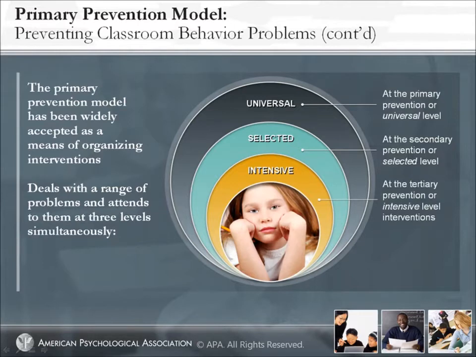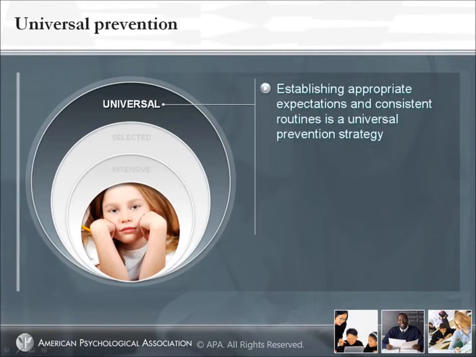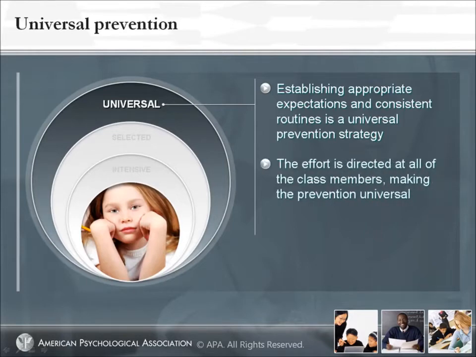Universal prevention. Establishing appropriate expectations and consistent routines is a universal prevention strategy that will substantially decrease classroom management problems. The effort is directed at all of the class members, making the prevention universal. All students benefit from clear presentation and occasional reminders of the classroom rules and expectations.